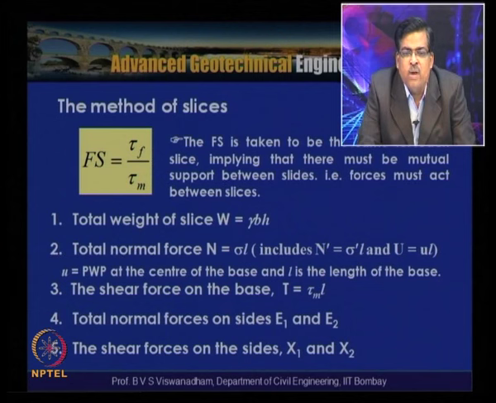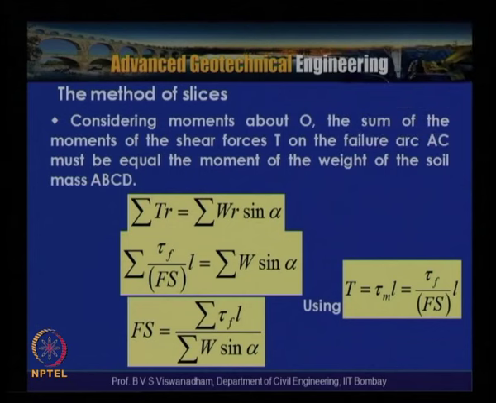In a given slice of width b, the total normal forces on the sides are E1 and E2 and the shear forces on the sides are X1 and X2. Considering moments about O, the sum of the moments of the shear force T on the failure arc AC must be equivalent to the moment of the weight of the soil mass ABCD. So we can write sigma T into R equal to sigma W R sin alpha. Using T equal to tau m into L, which is tau f by factor of safety into L, we can write sigma tau f by factor of safety into L equal to sigma W sin alpha.